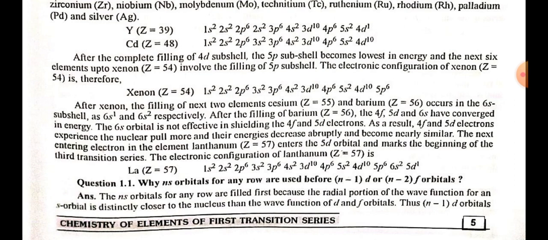After xenon, the filling of the next two elements, cesium and barium, occurs in the 6s subshell as 6s1 and 6s2 respectively. After the filling of barium, the 4f, 5d and 6s have converged in energy, and the 6s orbital is not effective in shielding the 4f and 5d electrons. As a result, 4f and 5d electrons experience the nuclear pull more, and their energies decrease abruptly and become nearly similar.